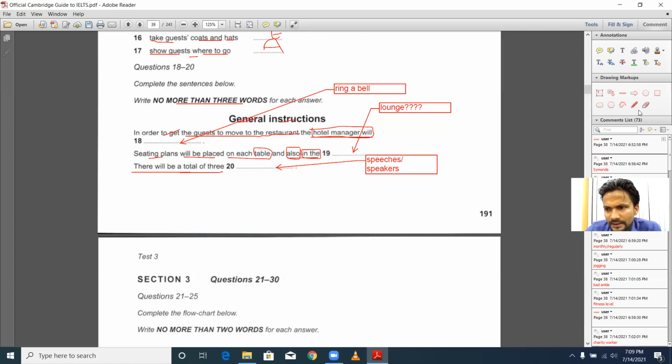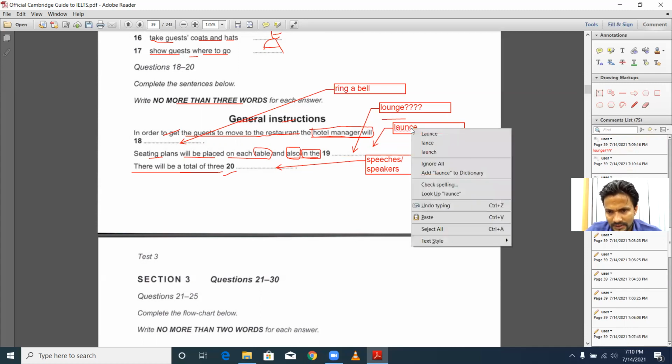I just missed the answer for question number 20, but I have a doubt here. Okay, what she said, lounge or something. I couldn't quite get the spelling. I am pretty sure that... Okay. What can be the answer? Lounge. She said lounge.